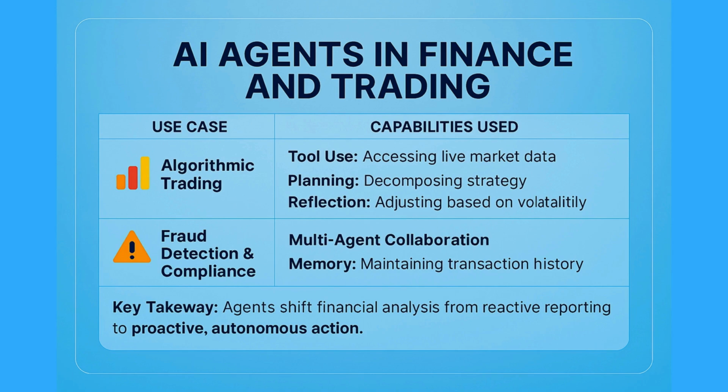On the compliance front, agents collaborate across domains, tracking user behaviors, geographic anomalies, and regulatory shifts to detect fraud and ensure adherence to evolving standards. The use of memory allows these agents to maintain historical transaction patterns and risk profiles, enabling continuous evaluation. The key takeaway is clear: AI agents transform financial operations from reactive analysis to proactive autonomous action. This shift not only enhances efficiency but also empowers institutions to stay ahead in an increasingly data driven and regulated environment.